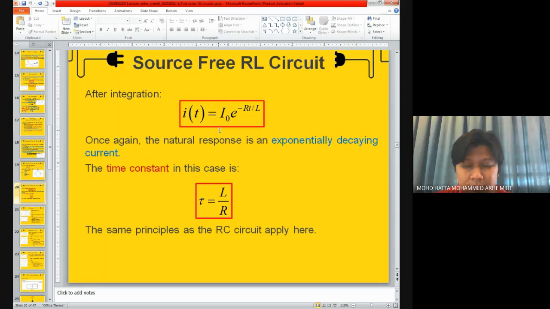That is a bit different from what we've seen in the RC circuit. However, the principle, or the way we analyze the circuit, is the same. For example, in order to get R, we need to have a Thevenin equivalent resistor. So I think we are using the same principle as in the RC circuit.